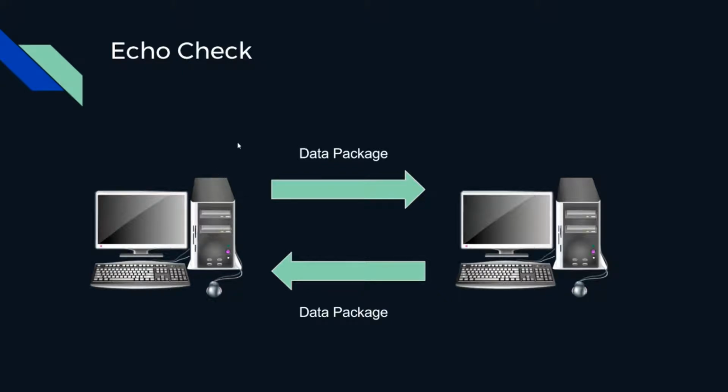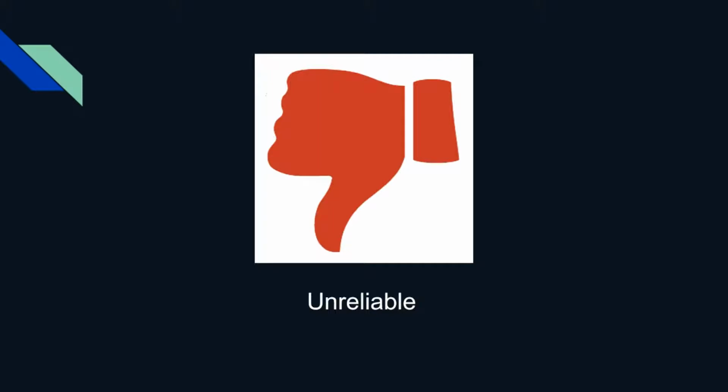Number 1. Sender sends a data packet to the receiver. Number 2. The receiver sends the data packet back to the sender. Number 3. The sender checks if the data sent and the data sent back is the same. Number 4. If not, the whole instruction is repeated. But keep in mind, this is not a reliable method of checking. This is because there is no error checking or trace route being carried out.